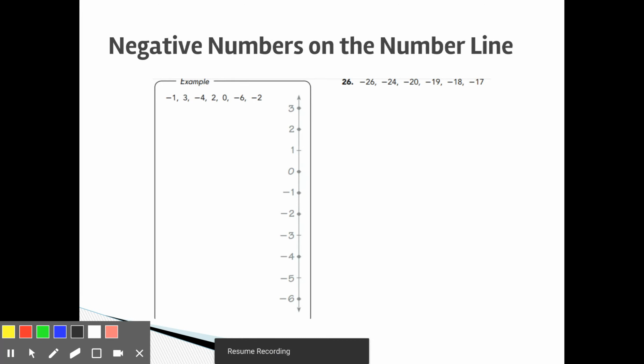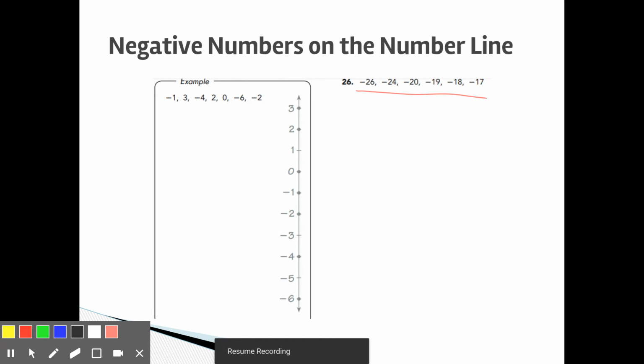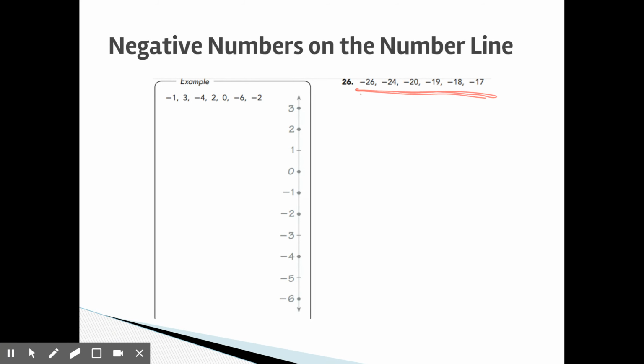So we can practice drawing a vertical number line. These are the numbers they want represented. Sorry for that slight interruption, but again, these are the numbers that we have here.